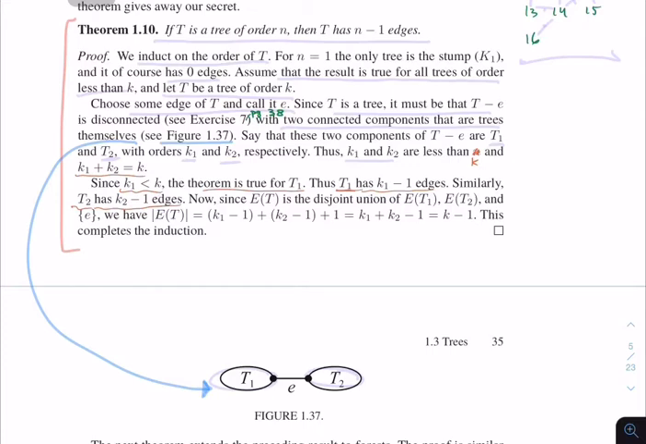Now the edges of T is the disjoint union of the edges of T1, the edges of T2, and this edge E. And so the number of edges of T is the number of edges of T1, which we have computed to be K1 minus 1, and then the number of edges of T2, which is K2 minus 1, plus 1 for E. And so we have the result that this is equal to K1 plus K2 minus 1, but K1 plus K2 is equal to K. And so we have shown that the number of edges of T is K minus 1.